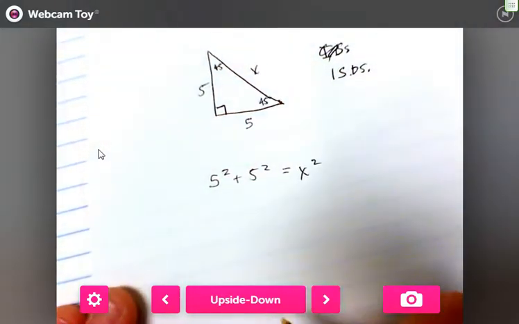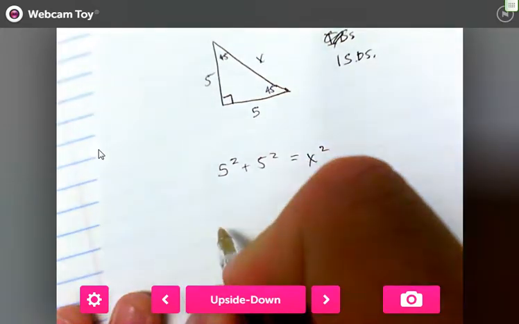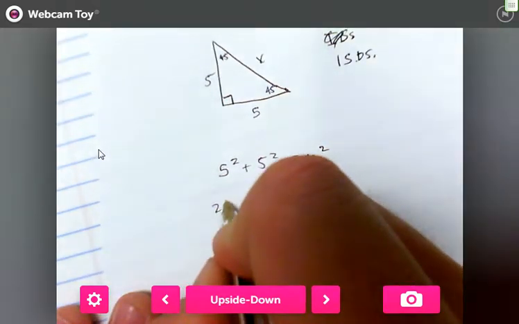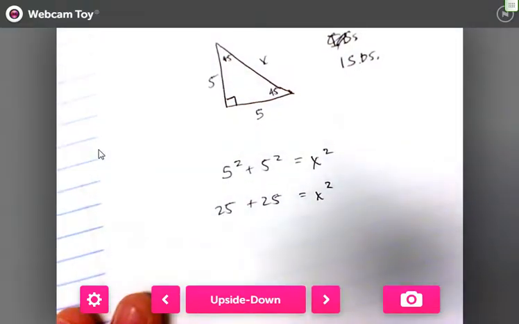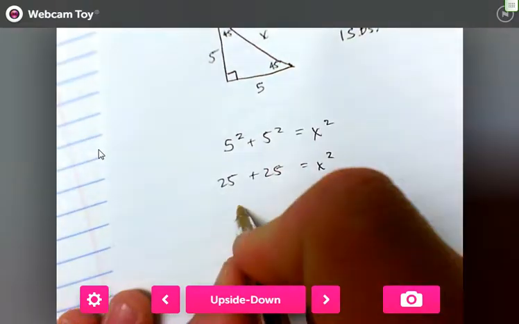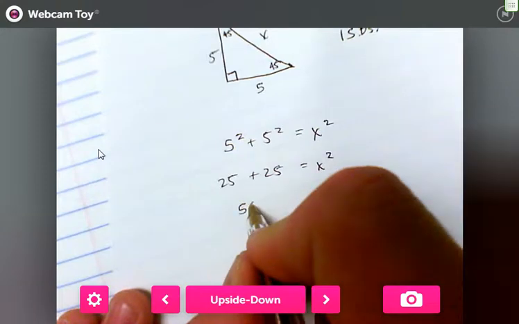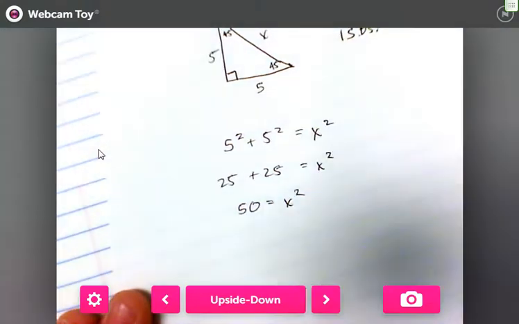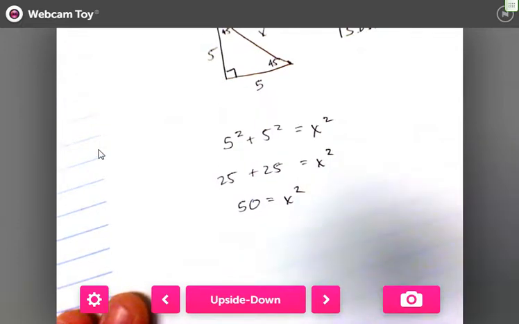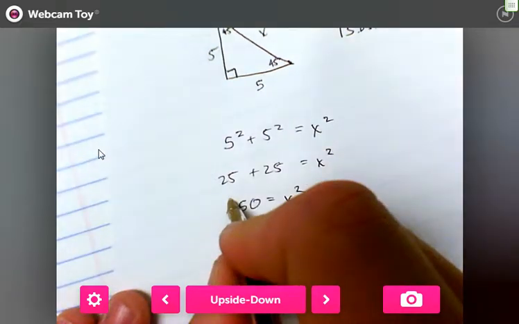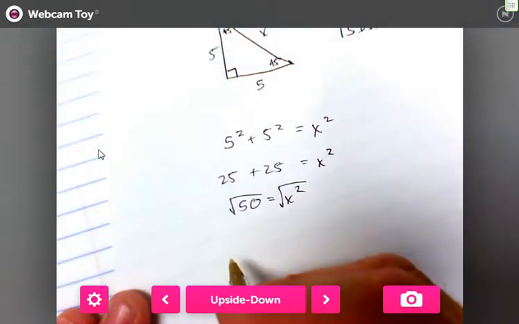Okay, so first step is 5 squared plus another 5 squared equals x squared. If we multiply that out, that's 25 plus 25 equals x squared. And then we have 50 is equal to x squared. And then how do we get x by itself? Take the square root of both sides. Good. So we take the square root of that and the square root of that.